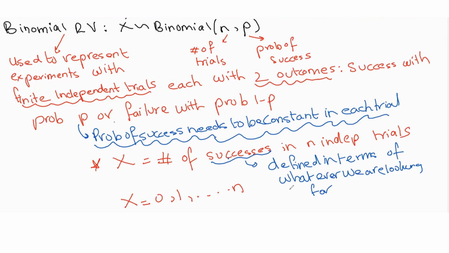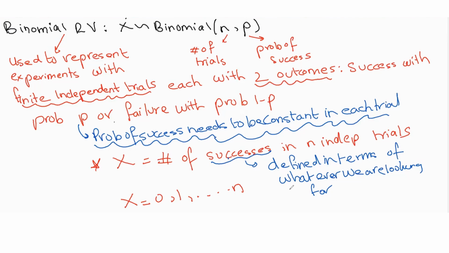So because tossing a coin 10 times meets all three conditions, we have finite independent trials, we have two outcomes in each trial, and the probability of success, i.e. the probability of getting a head, is constant in each trial, we can represent this by a binomial random variable, which we will define as the number of heads that we get in 10 trials. And we know the number of heads could take any value from 0 to 10. Either we get a head every time, we don't get any head, or we get some number of heads between 0 and 10.